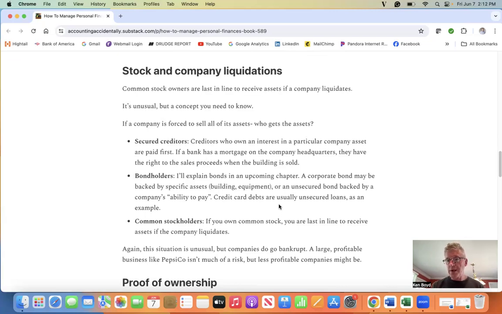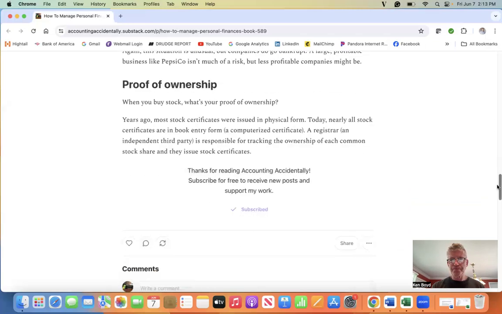If you have credit card debt, most credit card debt is considered an unsecured loan backed by the cardholder's ability to pay. I'm talking about normal credit cards, not secured credit cards. Finally, if you own common stock, remember that you are last in line to receive assets if a company liquidates. Now, that situation is unusual, but companies do go bankrupt. A large profitable company like PepsiCo isn't much of a risk, but less profitable companies might be.